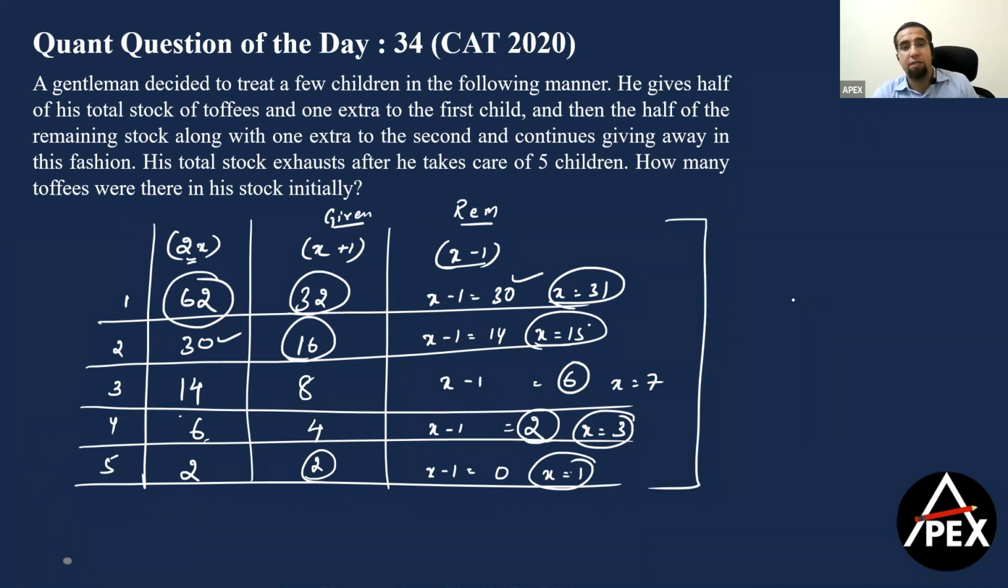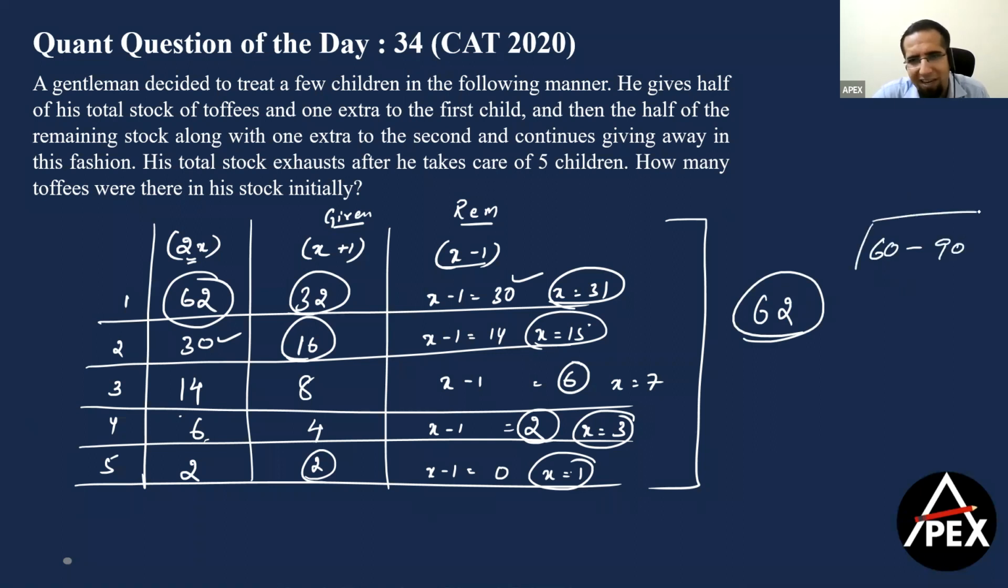So how many toffees did he start with initially? He started with 62 toffees initially. So I repeat, if you remember this model from our first equations class, I would be really happy if you are solving this question in less than 75 seconds. However, I don't think we should be taking any number more than 90 seconds to solve this question. So start following this approach and save your time.